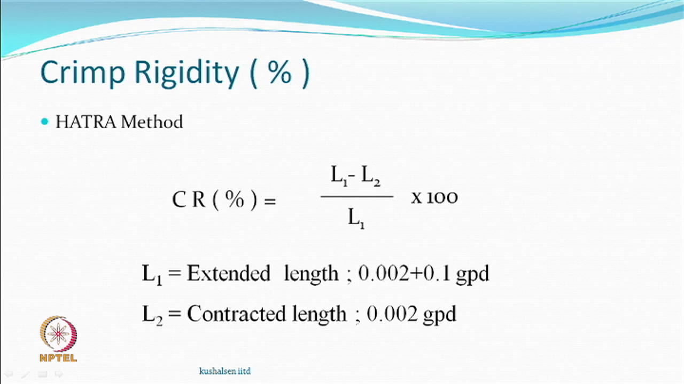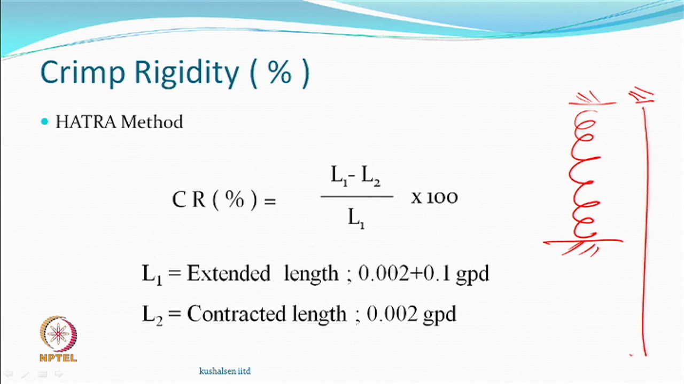that if you have this yarn, you stretch it fully, so you have, let us say, we call this fully extended length as L1, and then you allow it to relax, it goes back and contracts to the length L2. Then this is how you define it.